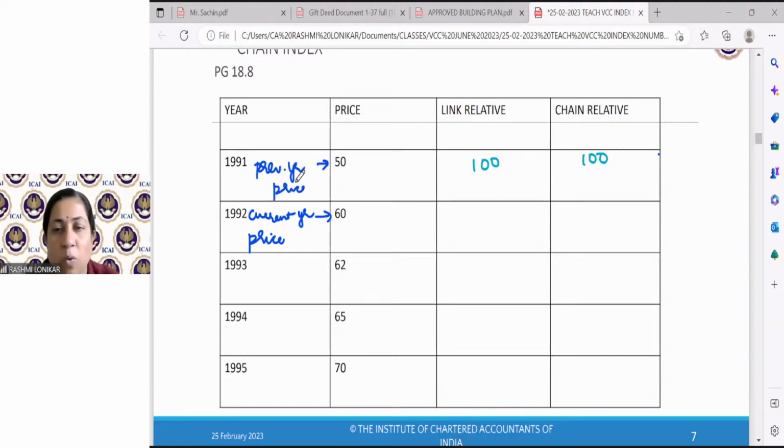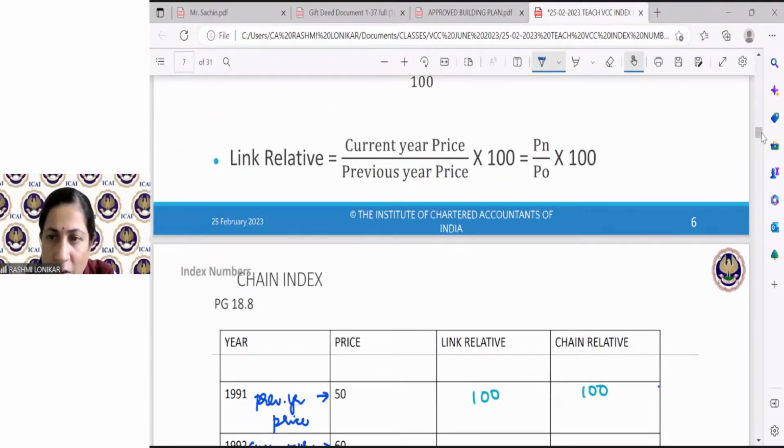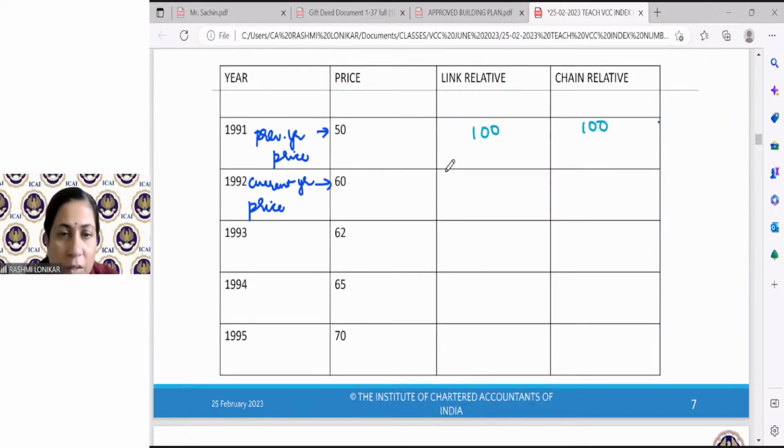So what is my link relative saying? I must divide the current with the previous. So let us do that. Current year's price is 60, previous year's price is 50, into 100. So how much is this? 60 divided by 50 into 100, 120, right? And what is the formula for chain relative?